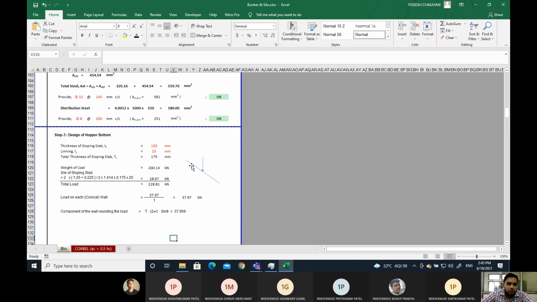See what we have done here. If T is the tension in the wall, and if this is theta, then this will be T sin theta. So this vertical component of the wall will be resisting this load. So we are equating this vertical component of the wall which is resisting the load to the load. So we can find the T, which is the tensile force in the wall.